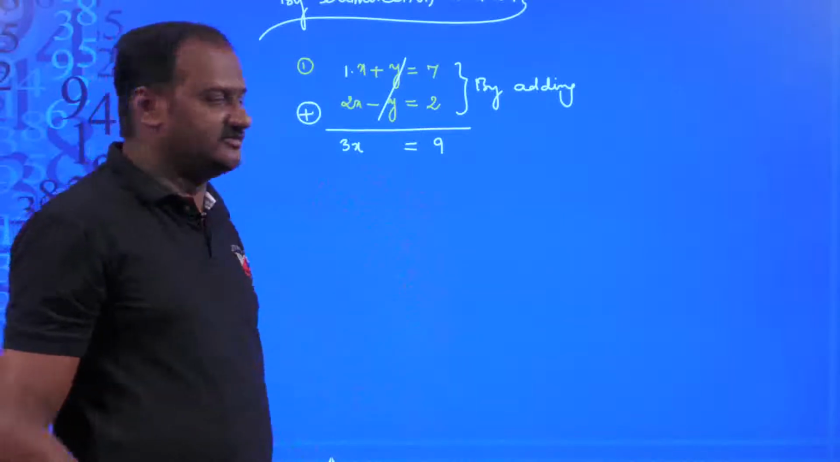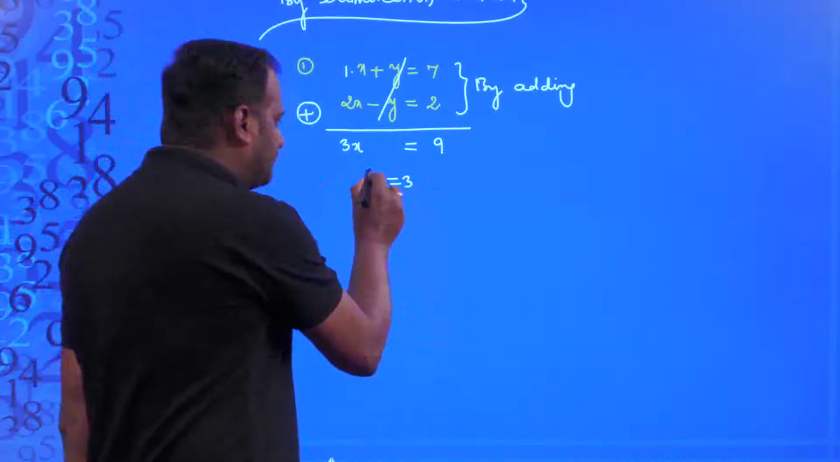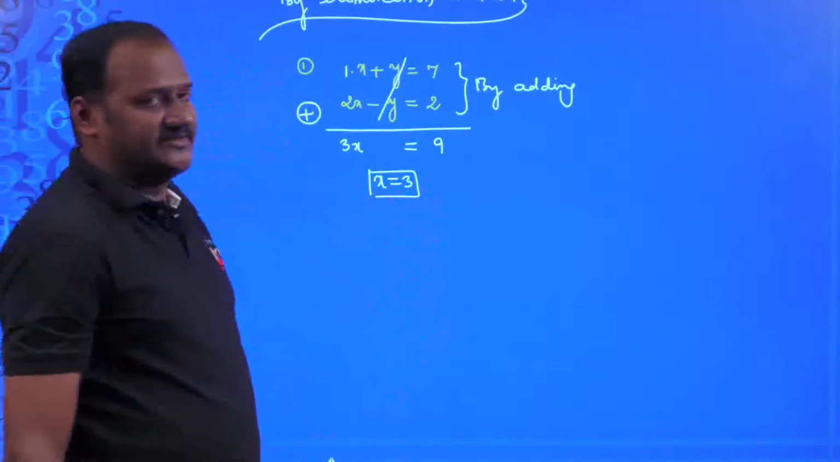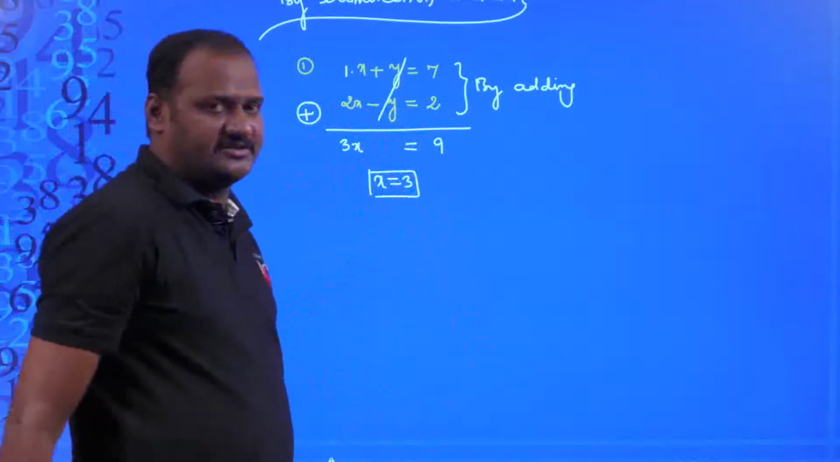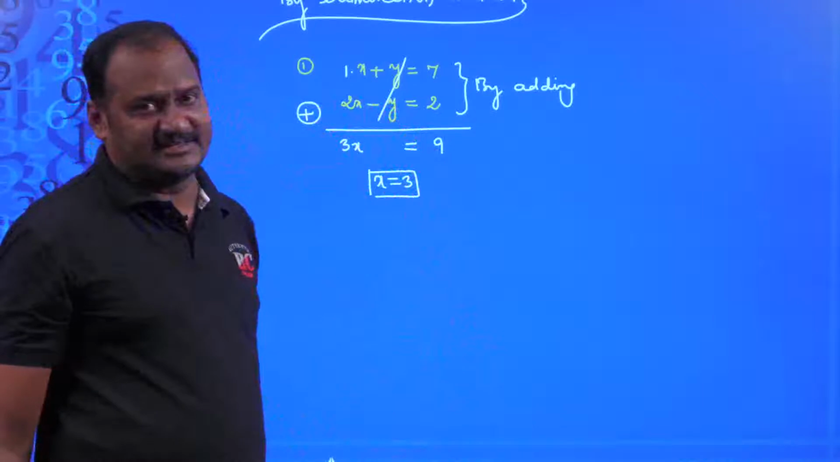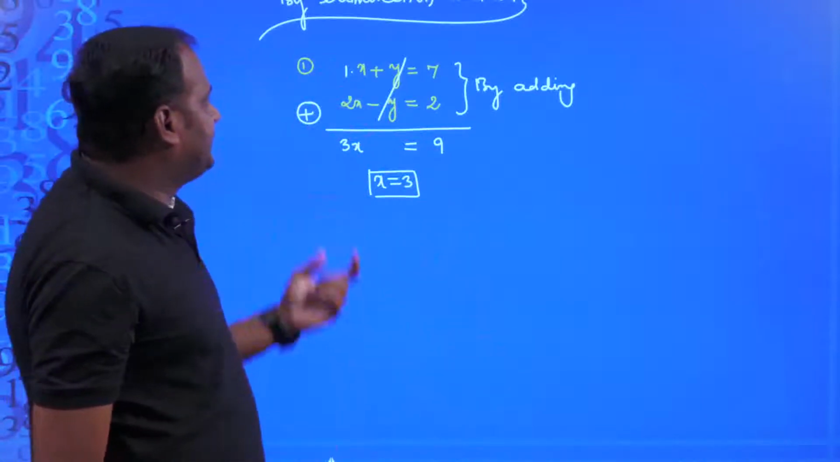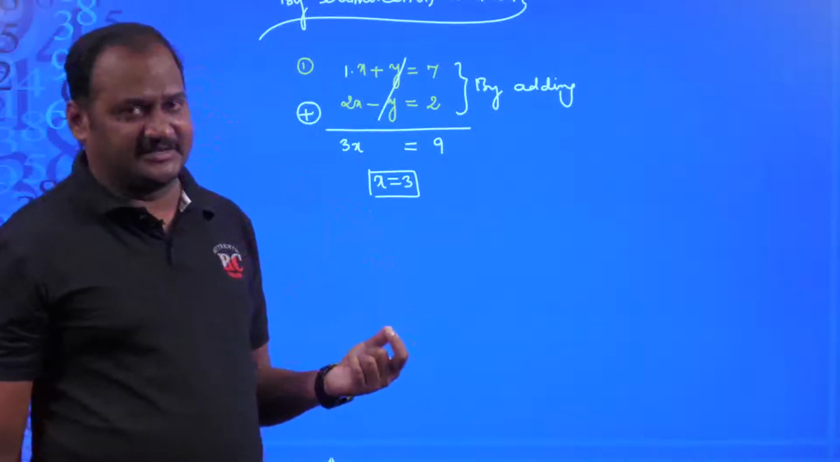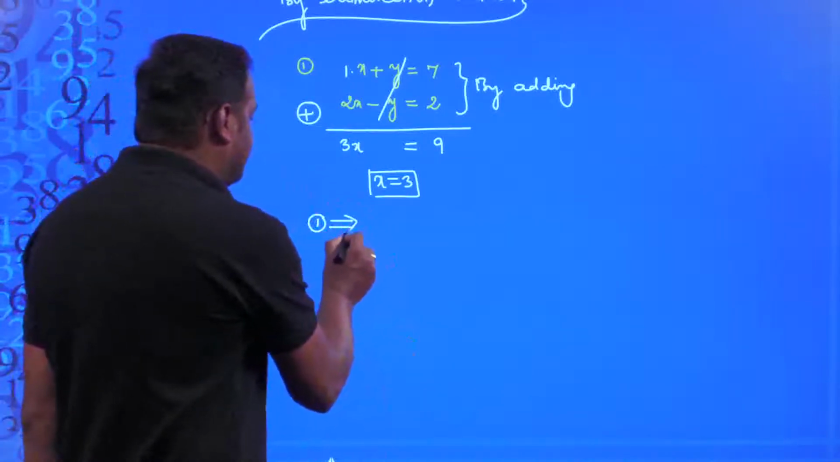3 into how much is equal to 9? 3 into 3 is equal to 9. So, the value of x is equal to 3. After getting the value of x, to get the value of y, obviously you will have to go back to one of the equations which you feel has simpler coefficients, then substitute back. Out of the first and second equations, I feel the first equation is simpler in coefficients, right.